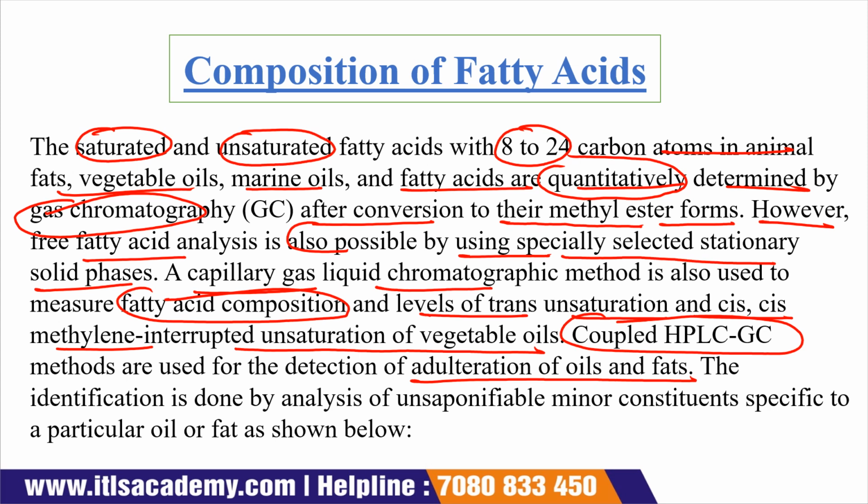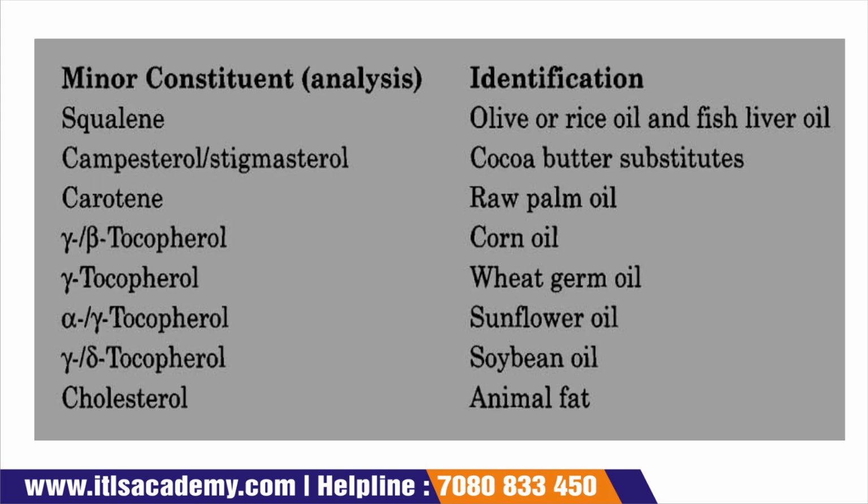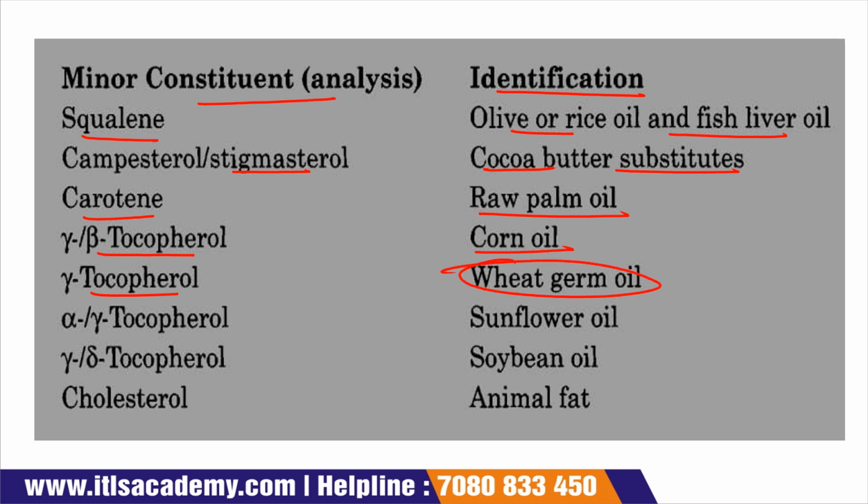Then the identification is done by analysis of the unsaponifiable minor constituent, which is specific to a particular oil or fat, shown in the next slide. Here the minor constituent analysis and the identification. The first one is squalene: olive oil, rice oil, and fish liver oil. Campesterol or stigmasterol: identification of cocoa butter substitute. Carotene: raw palm oil. Gamma, beta tocopherol: corn oil. Gamma tocopherol: wheat germ oil. Alpha, gamma tocopherol: sunflower. Gamma, lambda tocopherol: soybean oil. Cholesterol: animal fat.